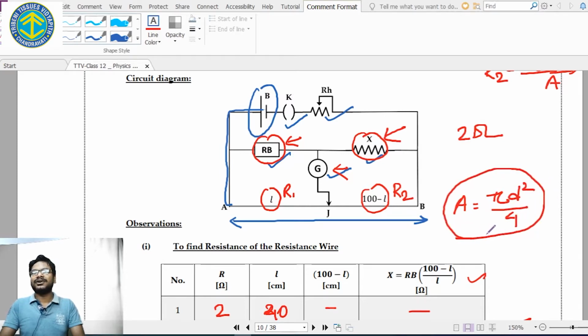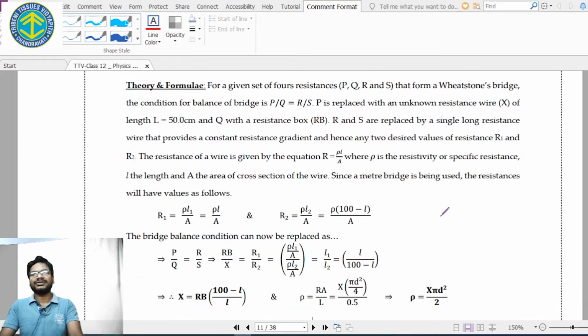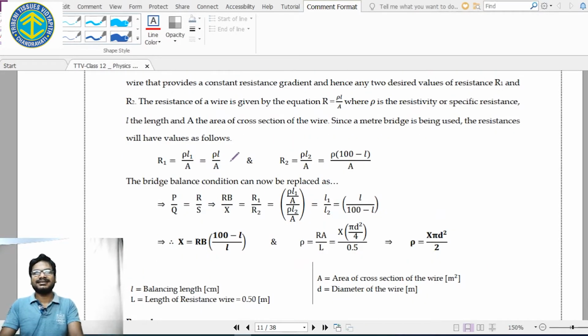So this is the formula by which we are going to calculate the cross sectional area of the sample wire, and then we have to find out the resistivity or resistance per unit length of the unknown resistance X. Okay, so what is the theory behind that? So let us try to understand the theory. As I discussed, R1 equal to this, R2 equal to this, and then we will find out this equation.